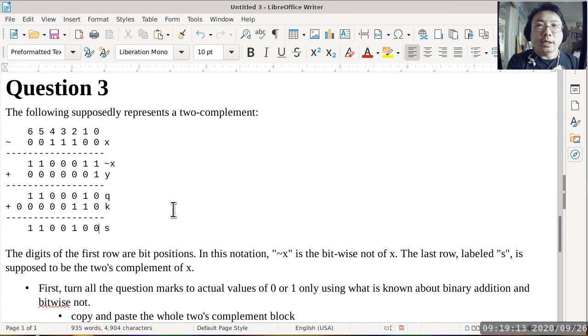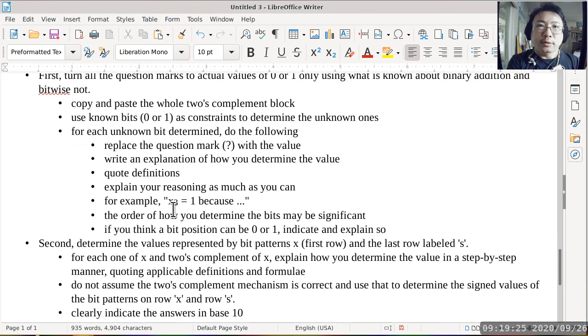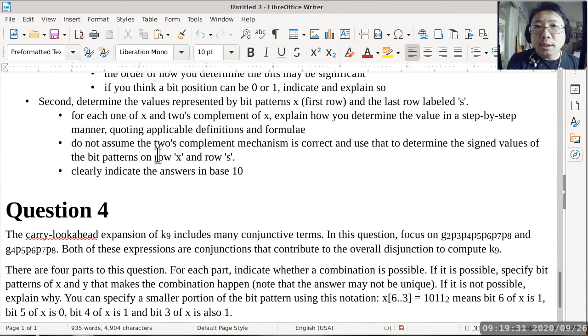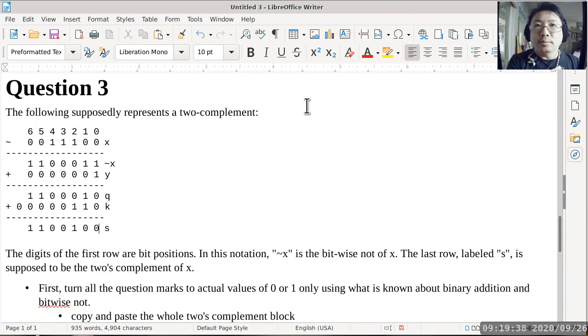And once again, I am verbally, or using my voice to explain. In your answer, you're going to have to write it down, okay? And also quote the definitions and expressions. All right, so now it says, step by step, determine the values represented by X and also by S. In other words, we want to know what is the value represented by this pattern and what is the value represented by this pattern here, okay? So let's go ahead and work on that.